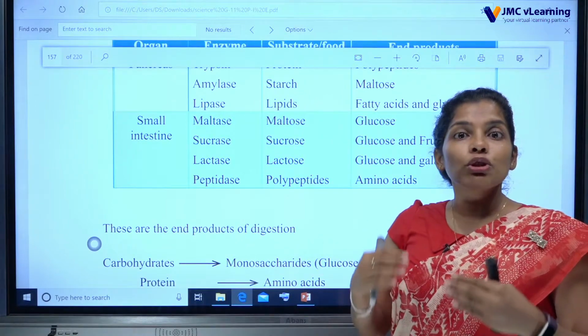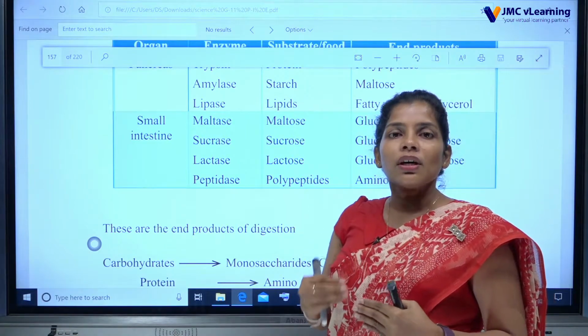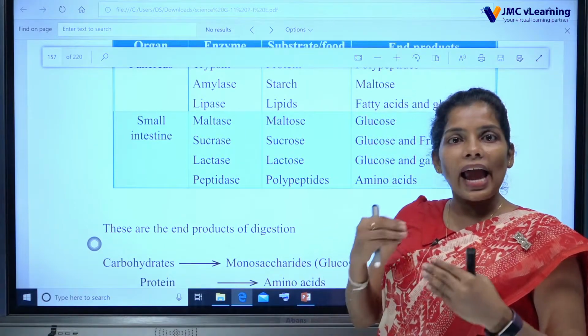These are the enzymes you should know. If it is difficult to remember them, you can write them more than thrice and practice.